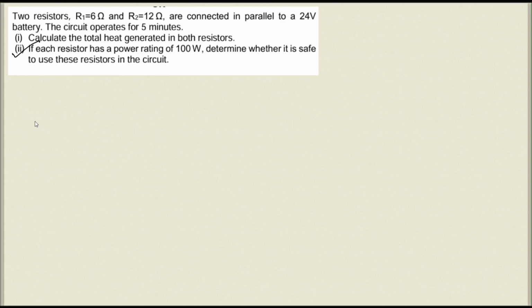If each resistor has a power rating of 100 watt, determine whether it is safe to use these resistors in the circuit. So here the resistances are given. R1 is given as 6 ohm, R2 is given as 12 ohm, and the operating voltage is given as 24 volt, and they are connected in parallel. Now, if each resistor has a power rating of 100 watt, is it safe to use these resistors?